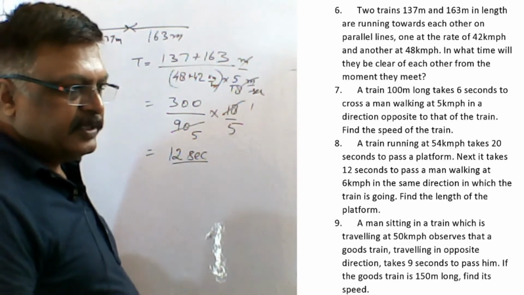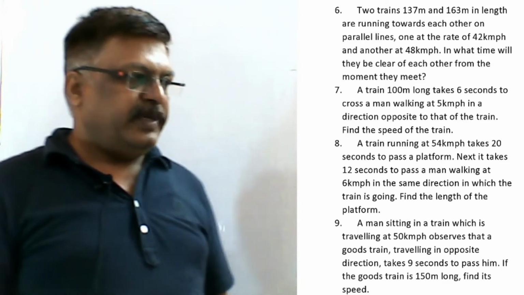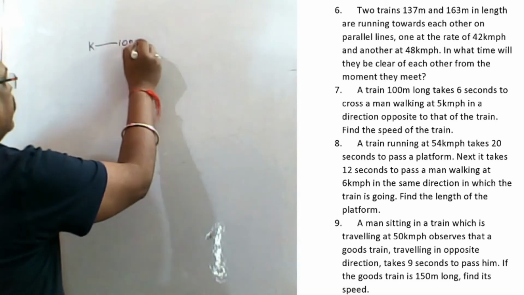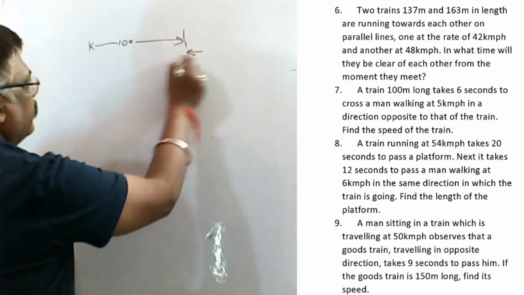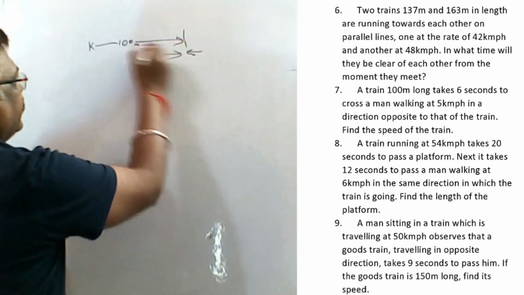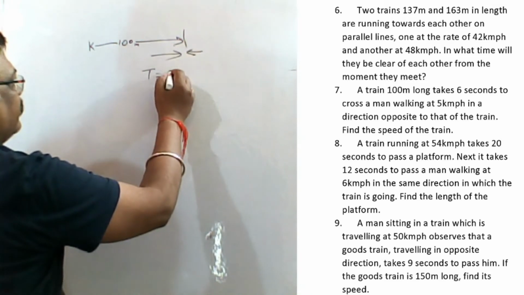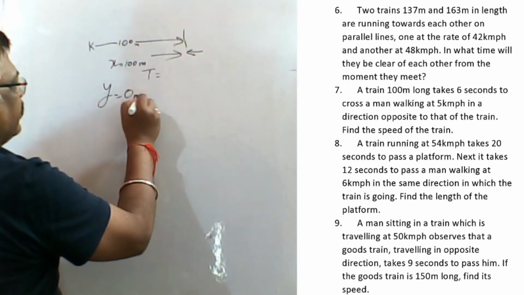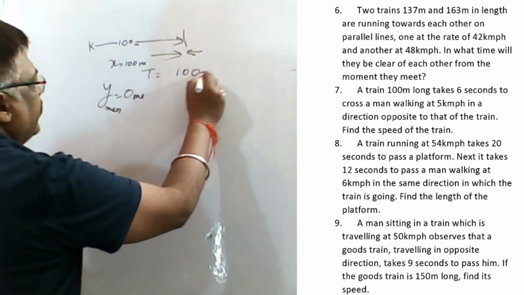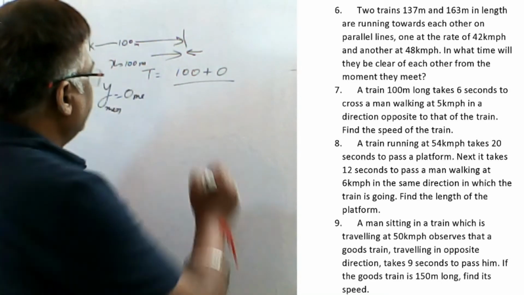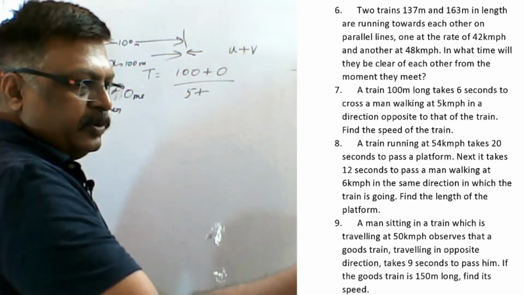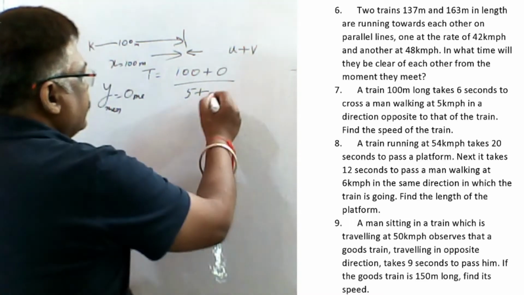Now coming to the seventh question. A train 100 meters long takes 6 seconds to cross a man walking at 5 km per hour in a direction opposite to that of the train. The train is how much? 100 meters. And this is the man, so both are in opposite directions. The length of the man will be 0. So x is equal to 100 meters and y is equal to 0 meters, for the man. T is equal to (100 meters plus 0) divided by the relative speed, and since both are in opposite directions, the relative speed will be u plus v. Suppose this is v.